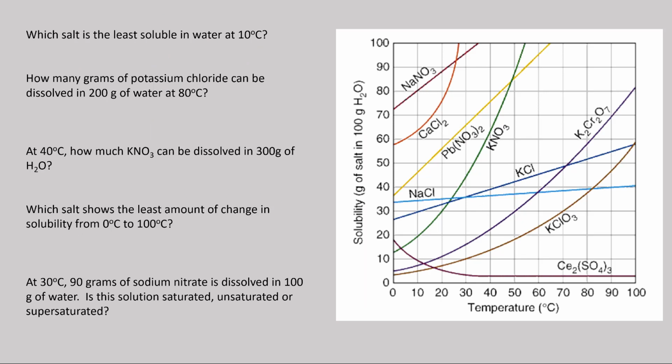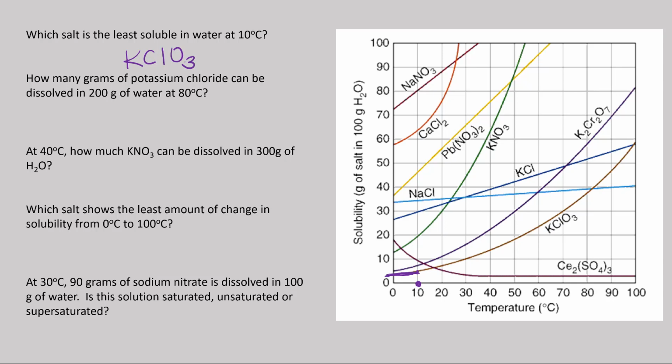So which salt is least soluble in water at 10 degrees Celsius? I'm going to look here at 10 degrees Celsius and I'm going to look right here. This is the first salt. It's the least soluble here because the solubility is given on the y-axis. And so that would be potassium chlorate.